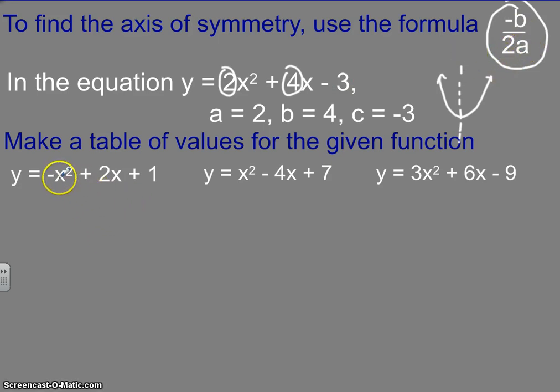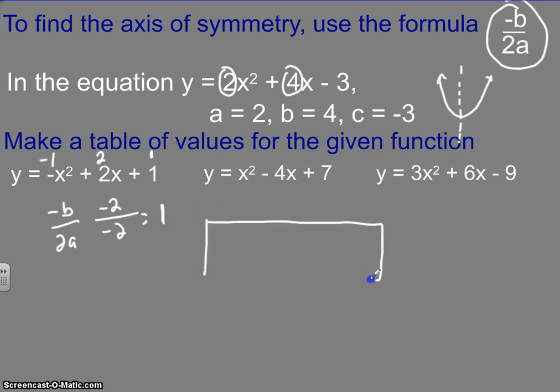So for this first one, notice that a is negative. It's actually negative 1. a is negative 1, b is 2, c is 1. If I use the formula, opposite of b over 2a, well, b is 2, so the opposite of 2 is negative 2, over 2 times a. 2 times a is 2 times negative 1, which is negative 2. So when I simplify that, it becomes 1.